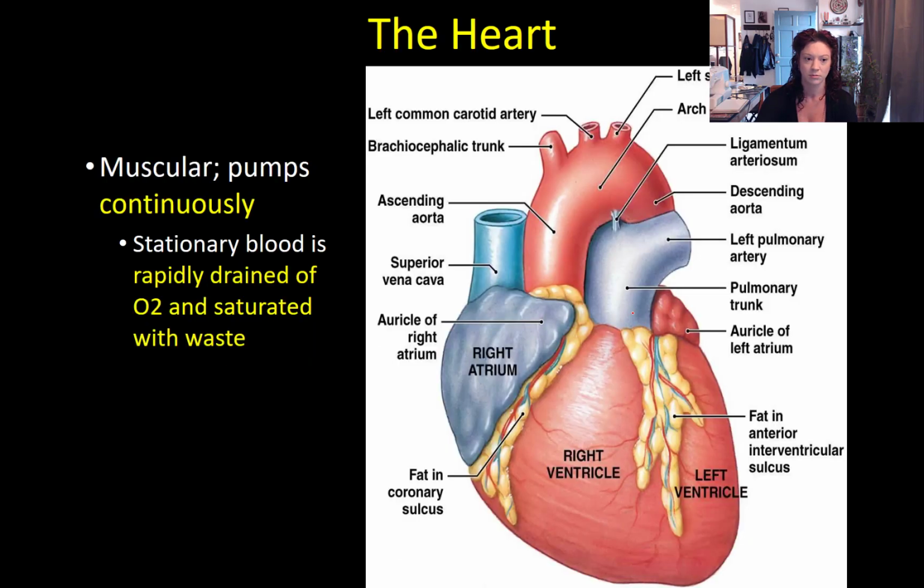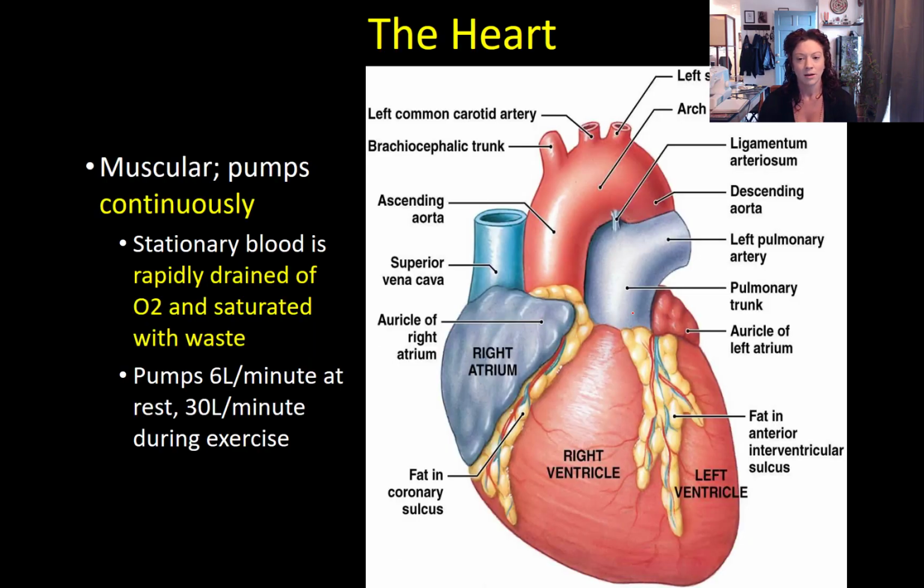Now the heart is an incredible organ. Remember, it's a muscle, cardiac muscle tissue. It pumps continuously from about a sixth of the way into your development all the way until the day you die. It never gets to rest. It never gets to stop. It never gets to take a break.